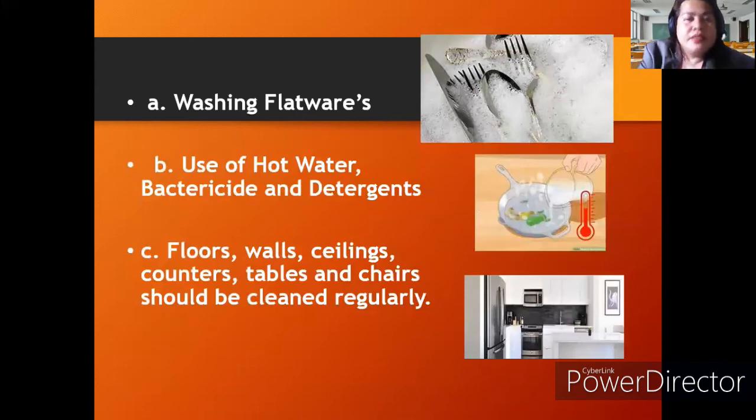Okay, next. Letter A, washing flatwares. Yung mga flatwares such as, let's say, yung mga spoon, fork, knives. So, of course, when it comes to kung paano siya linisin, you always remember that we have to soak first yung mga kutsara, tinidor, and knives natin sa detergent solution.